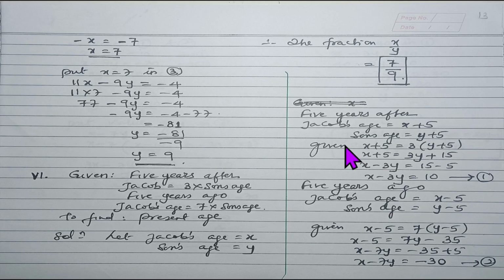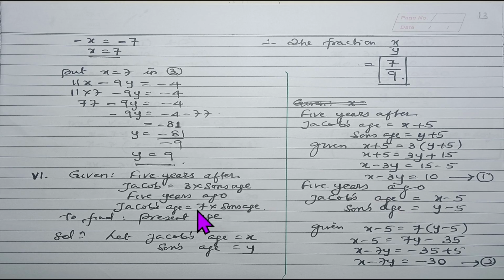Now what are we given? That Jacob is 3 times son's age. So therefore Jacob's age, that is x plus 5, is equal to 3 times son's age, that is y plus 5. Simplifying this, we get x minus 3y equal to 10, and that is the first equation we have got. Now 5 years ago, let us find the second equation.